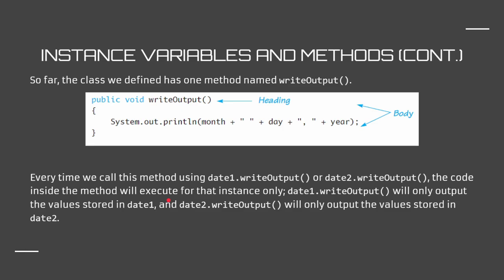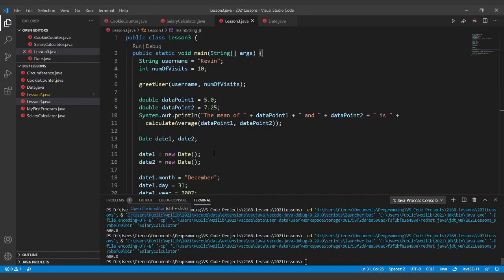Okay, so far the class we defined has only one method, which is named writeOutput. So again, method header and then method body. Every time we call this method using date1.writeOutput or date2.writeOutput, the code inside the method will execute for that instance only. So date1.writeOutput will only output the values stored in date1, and date2.writeOutput will only output the values stored in date2. So this would write the date of date1, and this would write the date of date2. If we go back to our program and actually run it, we will see that that is in fact the case.